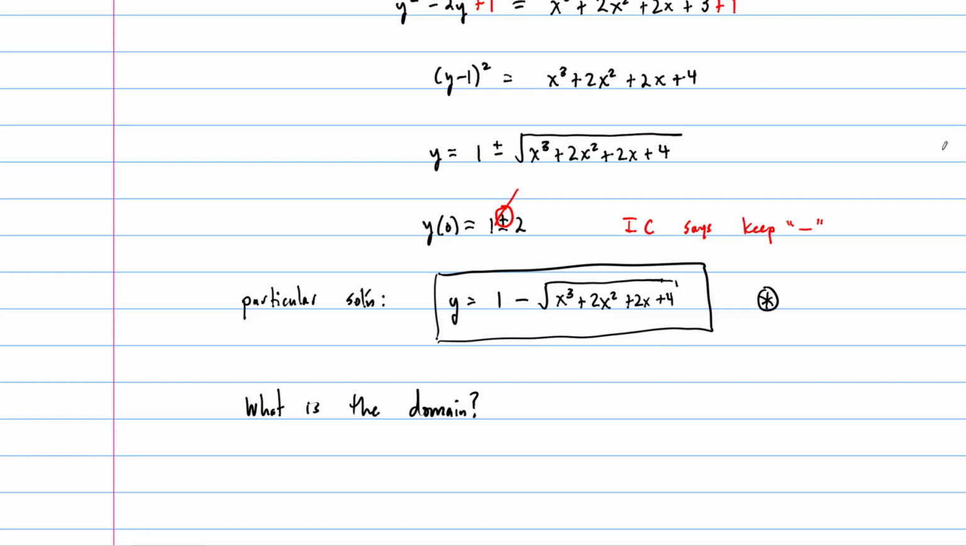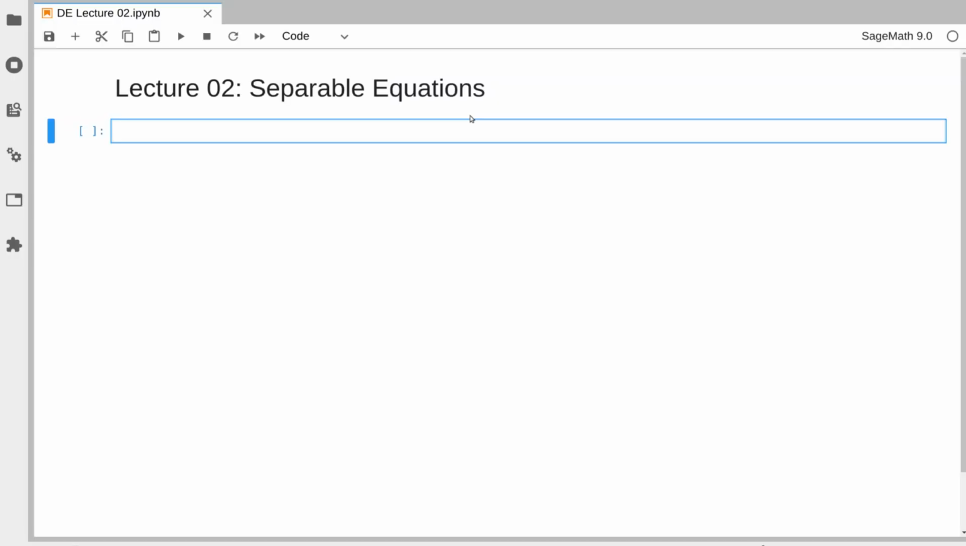Okay, so I'm going to switch over to my Sage Math, and then we'll plot the slope field. Okay, I've opened Sage Math. I have a notebook open here, and we'd like to plot the slope field for our differential equation. So remember, the first thing that we have to do is define the variables.